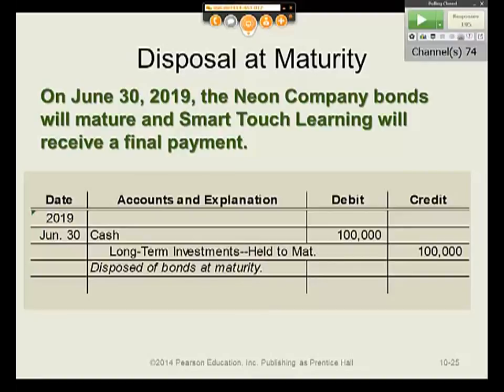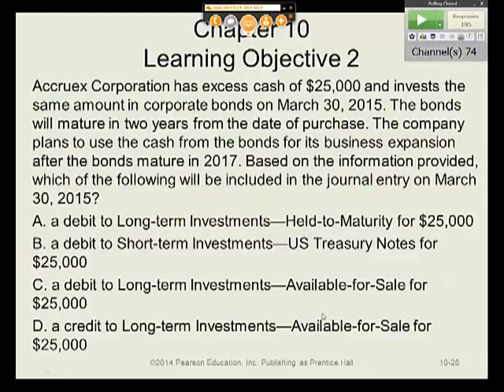Okay. Now, a couple of questions at the end. I'm just going to give you the answers. These are pretty easy. This one was a bond that will mature in 2 years, and the company is going to hold them for a 2-year period. Therefore, it would be a held-to-maturity security. So the answer to this one is A.